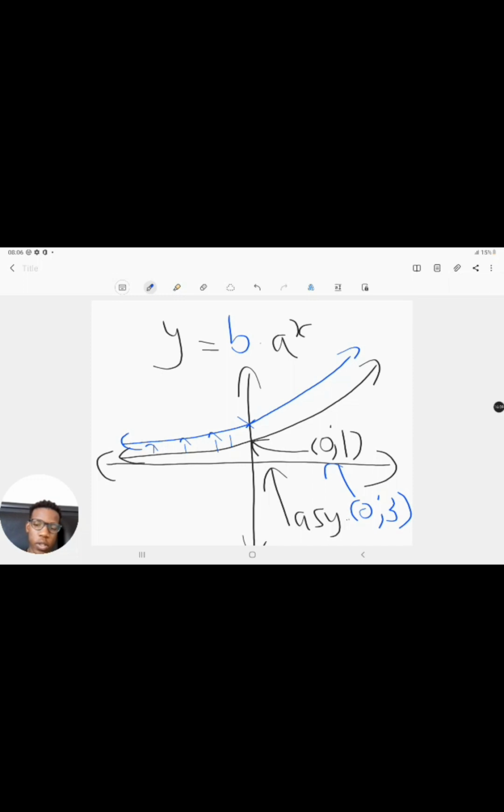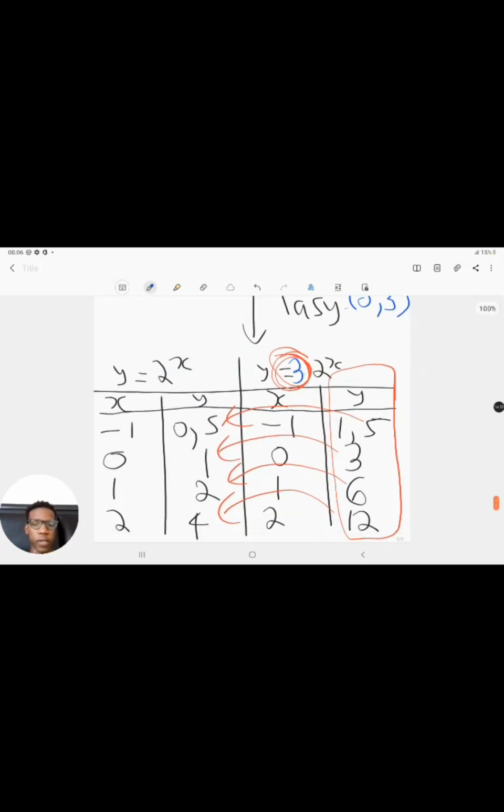So all the points on this graph go up by a factor of 3, and that is how b affects our graph. All the y values go up by a factor of 3, so that the y-intercept there is 0 and 3. So this is how our graph is affected.